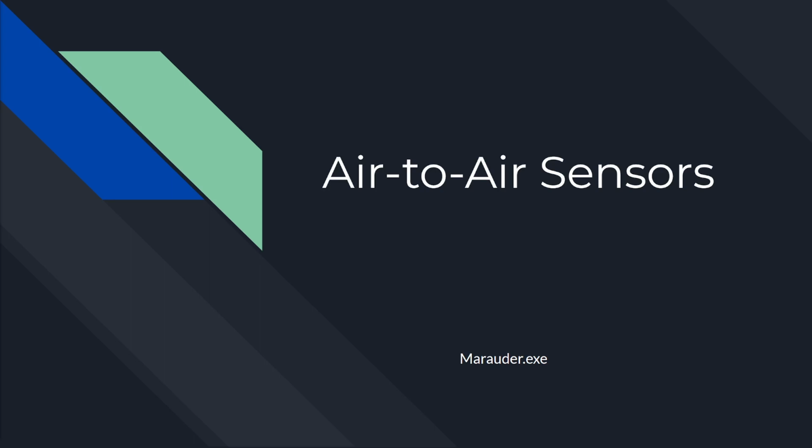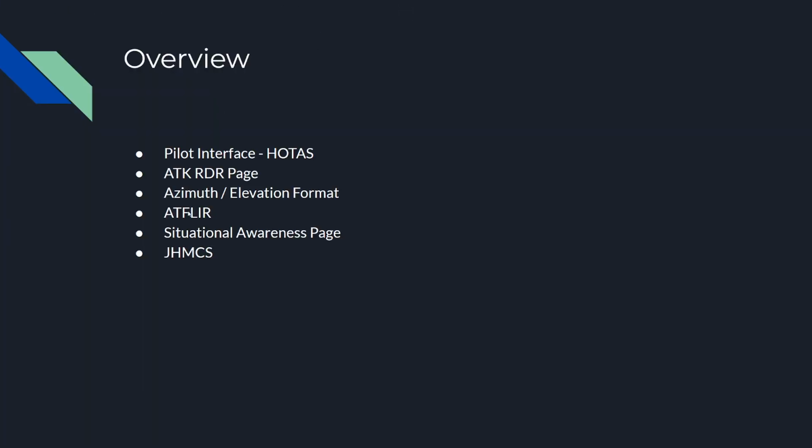All right, so welcome to TED Talk number 2, air-to-air sensors. We are going to be basically dissecting the Hornet's air-to-air radar. We're going to touch a little bit on the azimuth elevation page and a little bit on the situational awareness page. And I'm going to do a little bit of a demo because I didn't manage to get screenshots of all the integration that it comes in with the JHMCS. So yeah, all those things. That's what we're talking about.